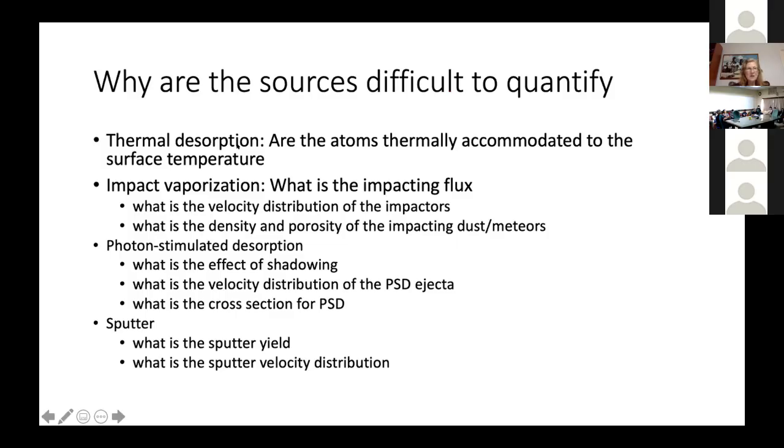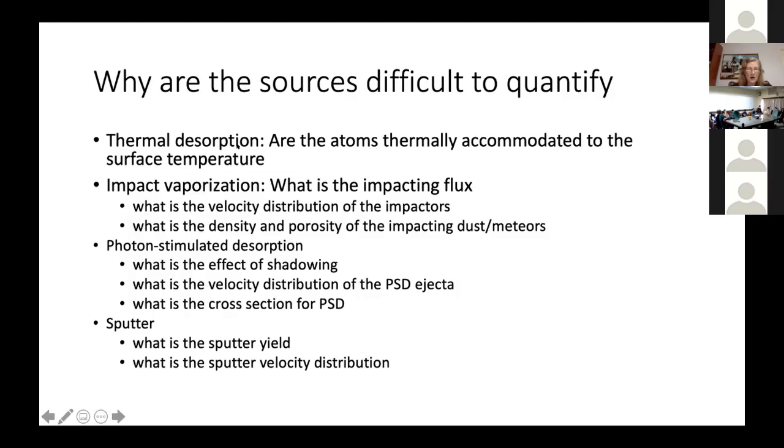For photon-stimulated desorption, one thing that really hasn't been considered but should be is what is the effect of shadowing? You have micro shadows. What's the velocity distribution of the ejecta? What's the cross section for PSD? And surprisingly enough, there's an order of magnitude difference between the cross sections that have been used. And the same is true of sputter.